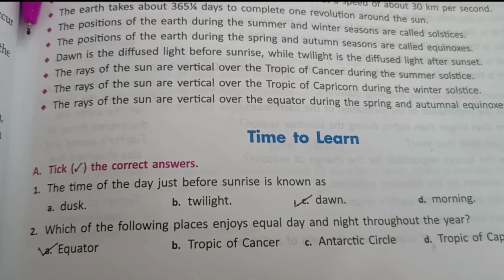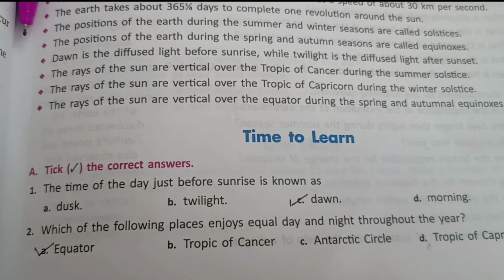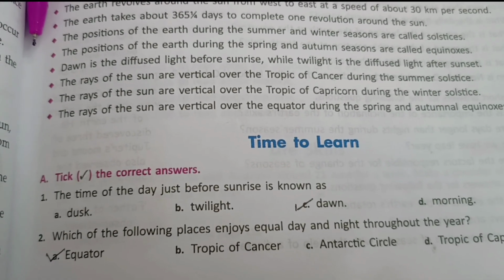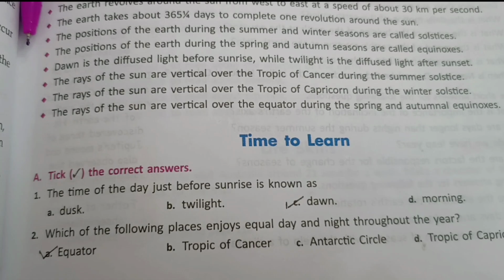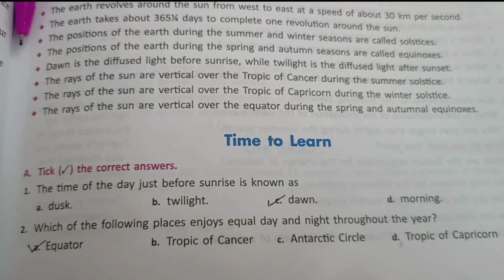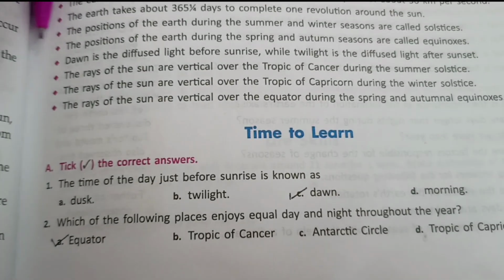Number 1, the time of the day just before sunrise is known as, answer is C, dawn. Number 2, which of the following places enjoys equal day and night throughout the year? Answer is A, equator.